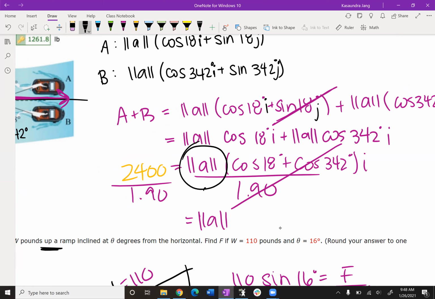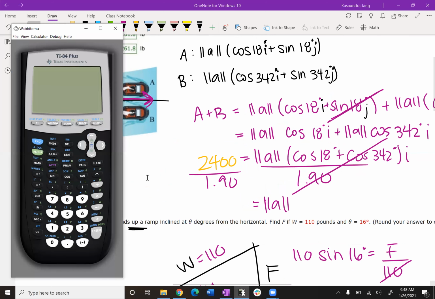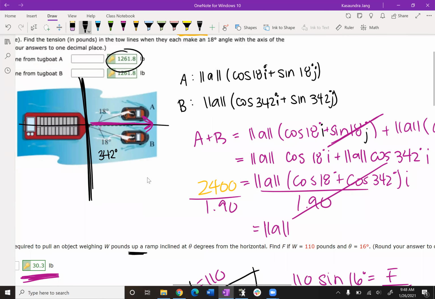The whole goal here is to solve for the magnitude. So once I figured out what my cosine of 18 degrees plus cosine of 342 degrees was, I divided it over to the side of my 2400, and I got my magnitude. You can see up here, it was 1,261.8. And notice it was the same on both of them. My tugboat A and my tugboat B have the same magnitude, which makes sense. They're both at the 18 degrees, everything's the same on them.